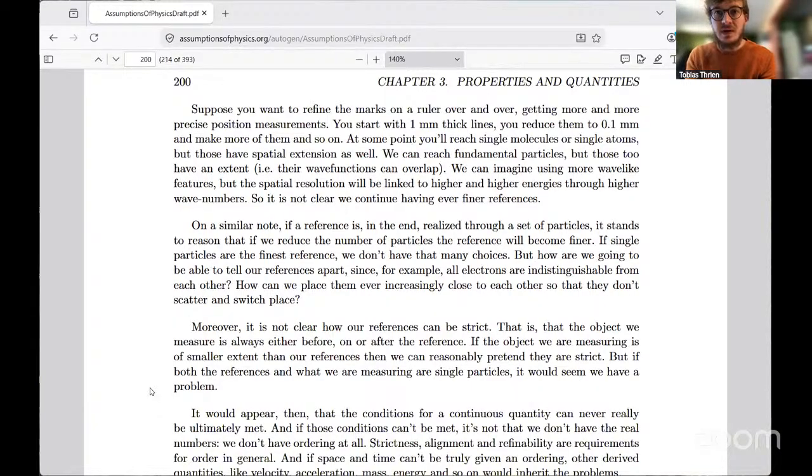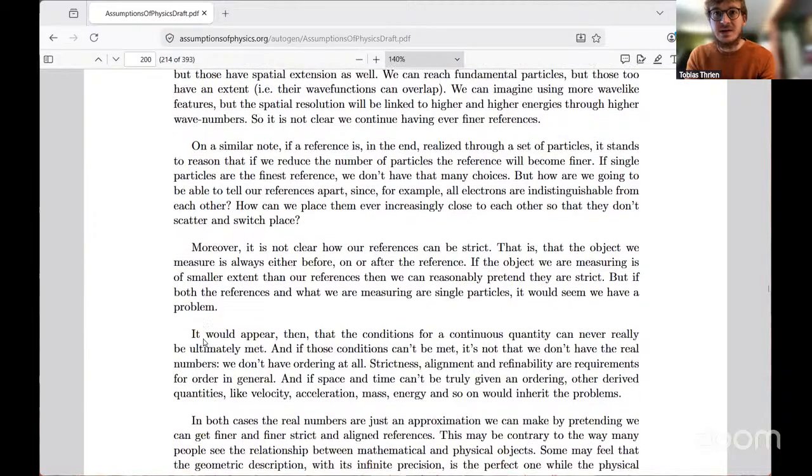On a similar note, if a reference is in the end realized through a set of particles, it stands to reason that if we reduce the number of particles, the references will become finer. If single particles are the finest reference, we don't have that many choices. But how are we going to be able to tell our references apart since, for example, all electrons are indistinguishable from each other? How can we place them ever increasingly close to each other so that they don't scatter or switch place?